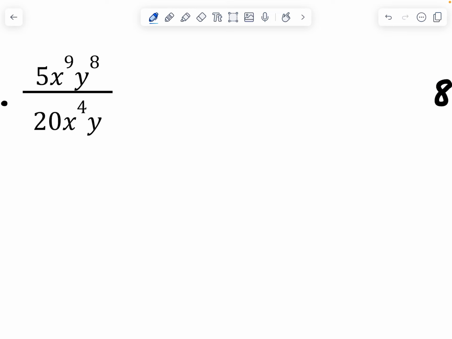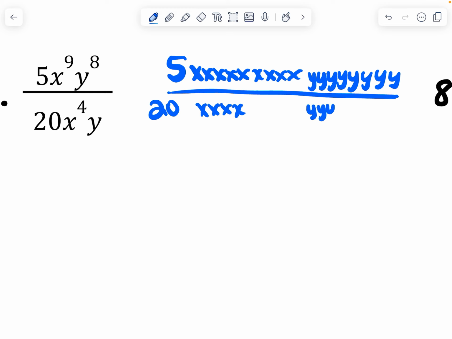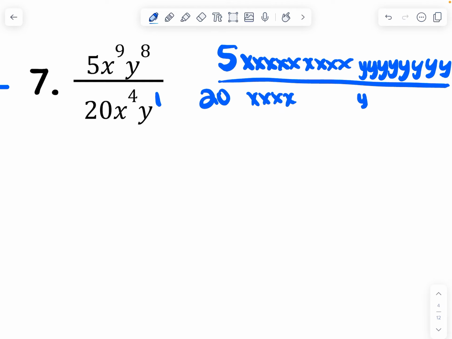Okay, let's look at this one. We have 5. Oh no. Whew. And that's over 20. Oh no, it helps if you read the directions. Oh, this only has 1 on the bottom. I tried to do the numerator.